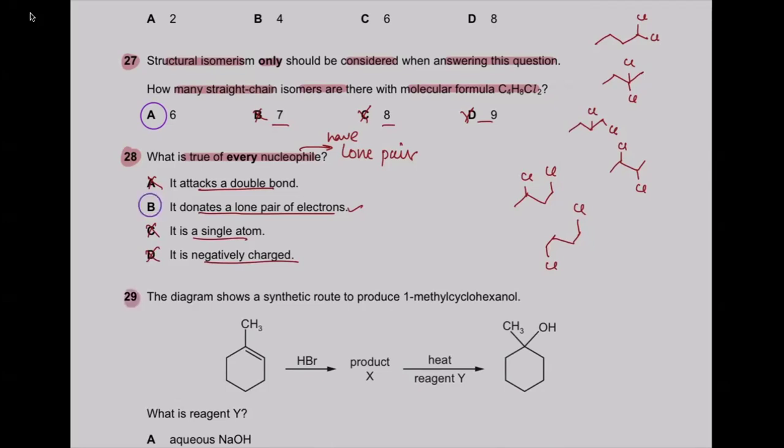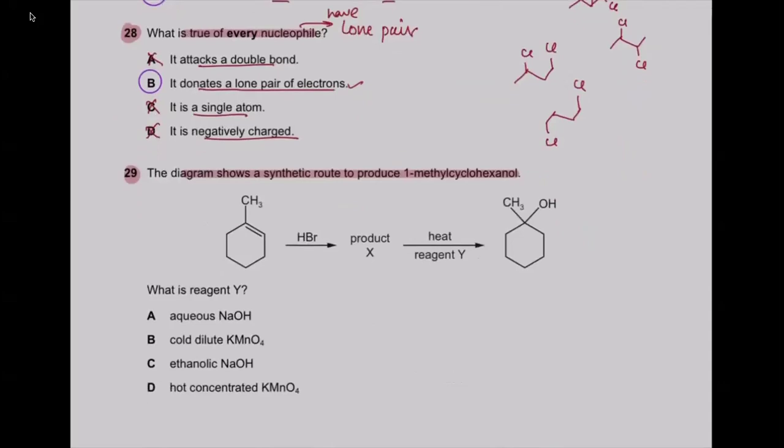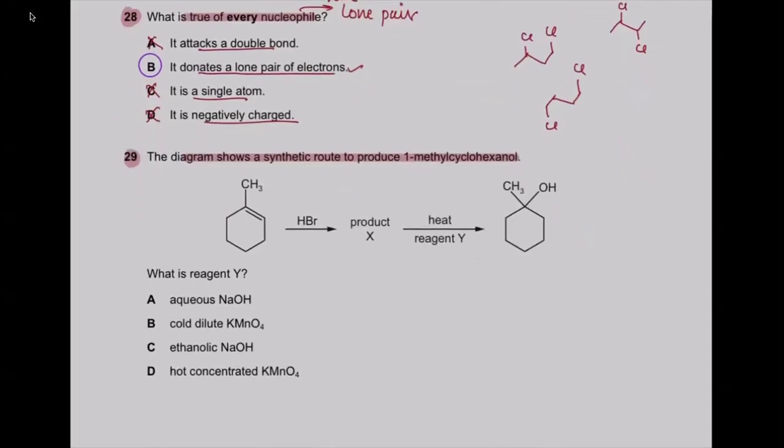Now, MCQ number 29, the diagram shows a synthetic route to produce 1-methylcyclohexanone. Okay. Now, if we react with HBr, there is a double bond, right? So what is going to happen? The hydrogen comes over here and bromine comes over here according to the major product. Then we are heating with aqueous sodium hydroxide, obviously to replace this. So that is this one. It means B, C, and D go wrong and A is the correct answer. With ethanolic NaOH, it's elimination, right?